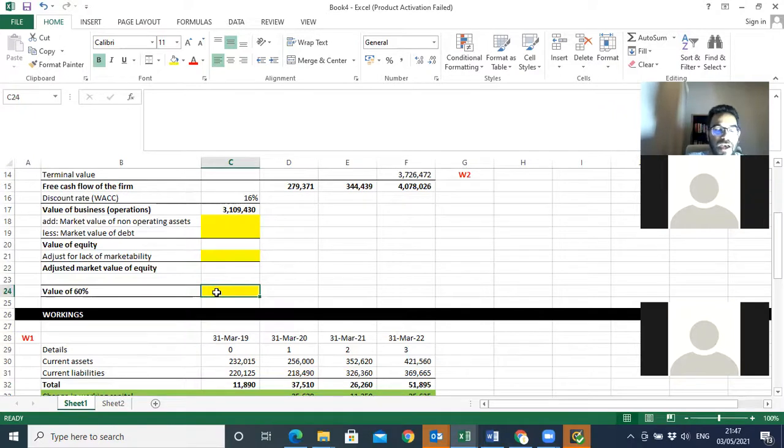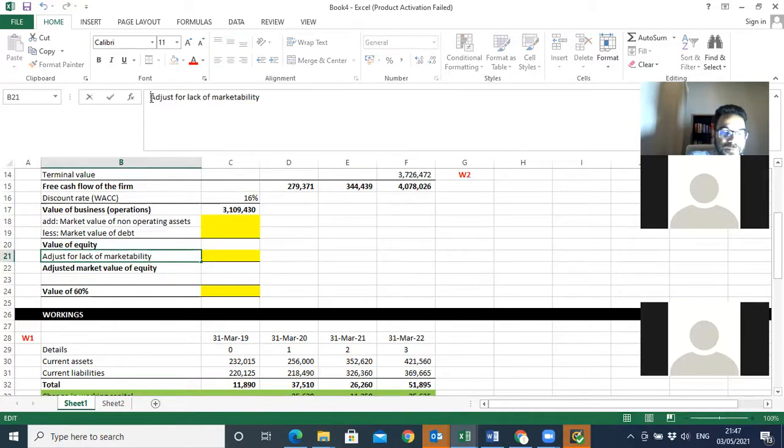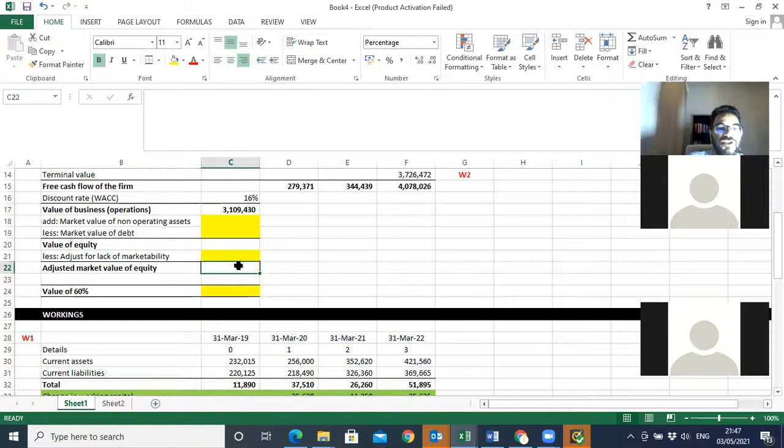Okay, so I'm going to stop there. I want you guys to work out the market value of equity and find if there is any market value of non-operating assets. And then for the lack of marketability, you take 5% of the value of equity if they don't give you a number. If they do give you a percentage, you use that percentage, but if they don't, just use 5%. Then you will subtract, okay? So this is a minus. And then for 60%, you'll just take 60% of the adjusted market value of equity. Okay. Is that okay for you guys? If you can do that and send it to me by Friday, I'll have a look and I'll upload all this stuff by Friday as well.